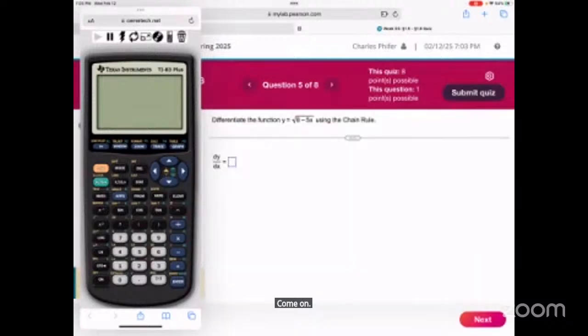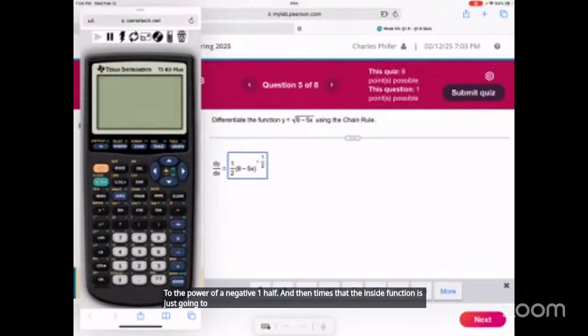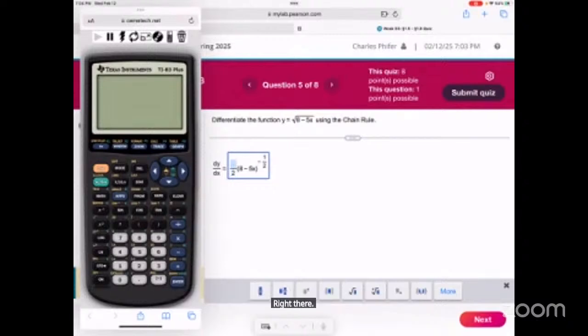Let's go. Using the chain rule, so the derivative of the outside function times the derivative of the inside function. So we're going to have the 1/2. We're going to have this 8 minus 5x to the power of a negative 1/2. And then times the derivative of the inside function is just going to be what? Negative 5. So I'm going to put the negative 5 over here, right there. And I'm going to go with that.